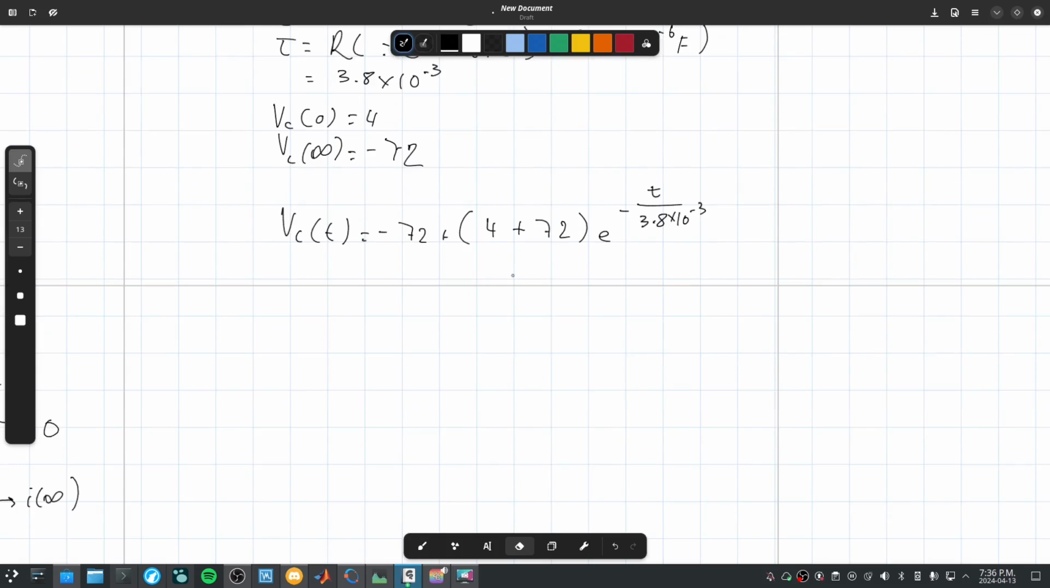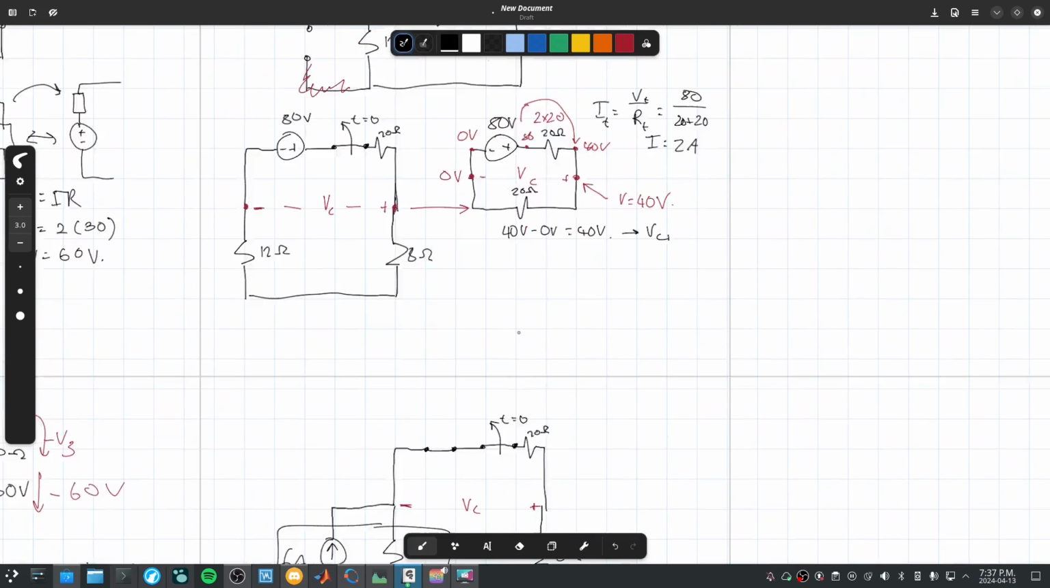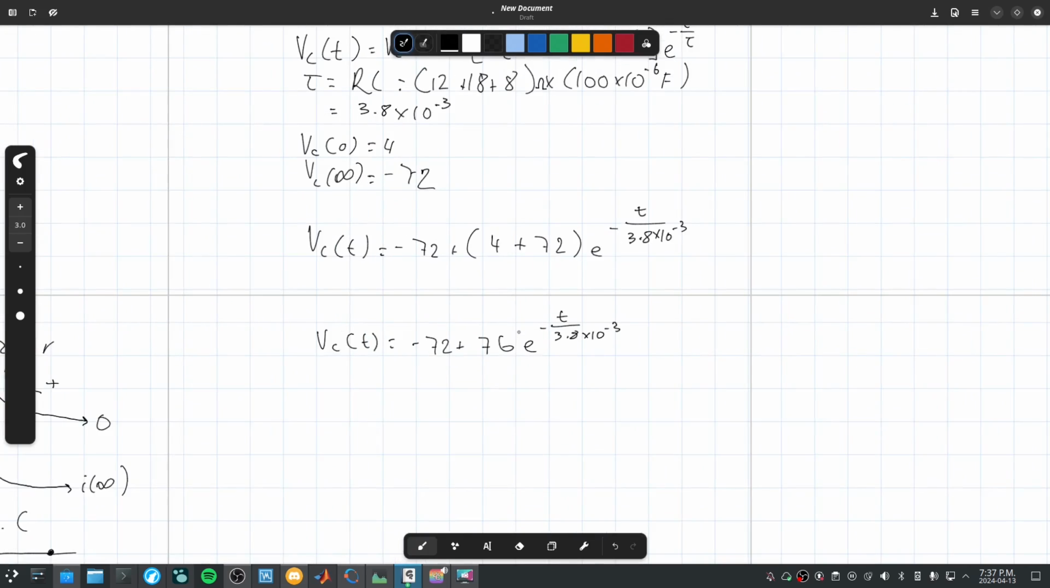So, we combine these two terms. 76 e to negative t over 3.8 times 10 to the negative 3. And there's your answer. There's VC(t).